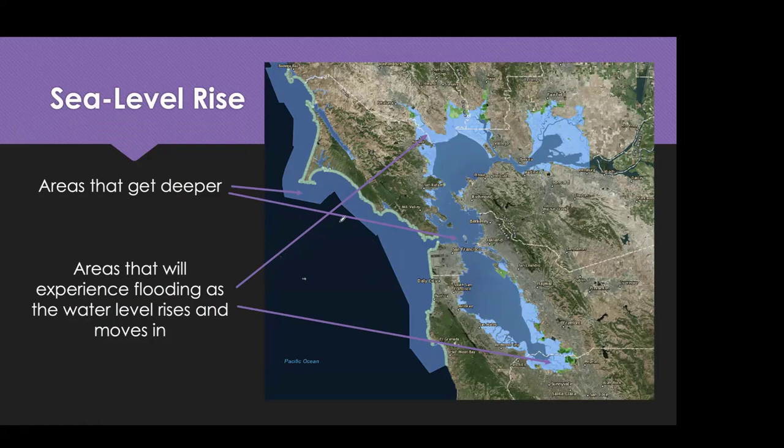So these areas right here in the dark blue are just areas that are going to get quote unquote deeper. Okay. So you're going to have more water here along the coast. These inland areas here with the lighter blue, and like I said, this isn't from your manual but it should be similar, are areas that are going to experience flooding as the water level rises and moves in. So you can see as this water comes in here into San Francisco Bay, all of these areas around here, this is where the water extent is going to reach.